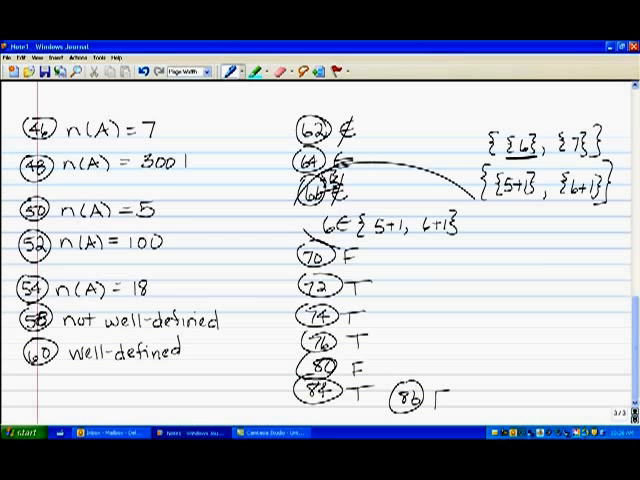Okay, so I think that pretty well covers what you need to know for this section. So your next step would be to go to my math lab and do the online homework.